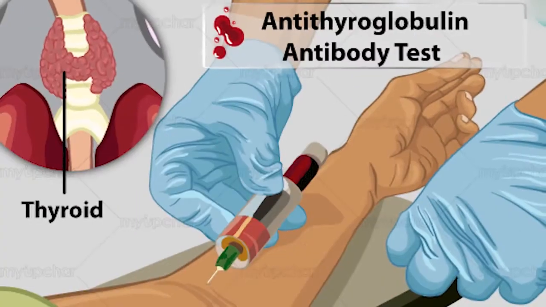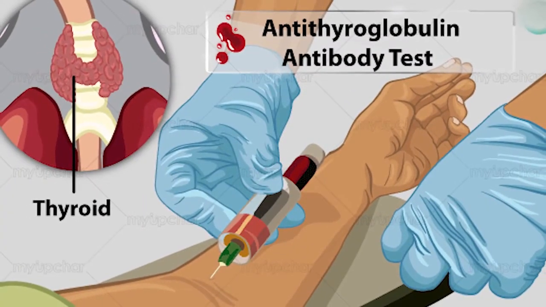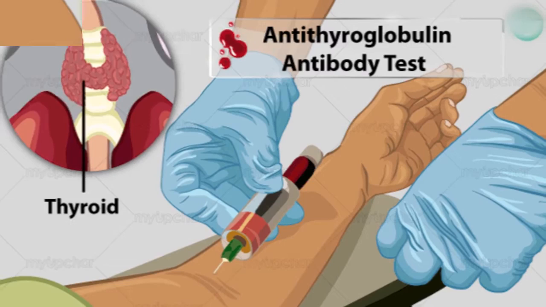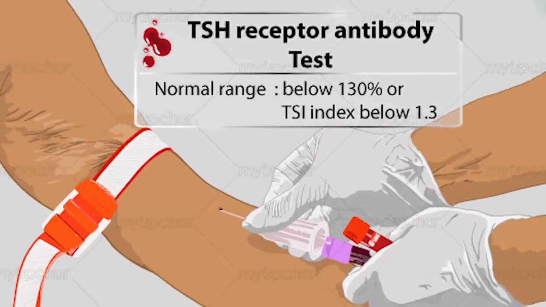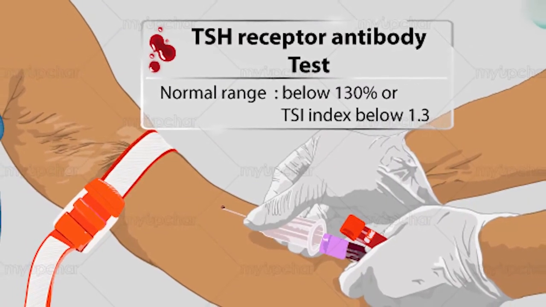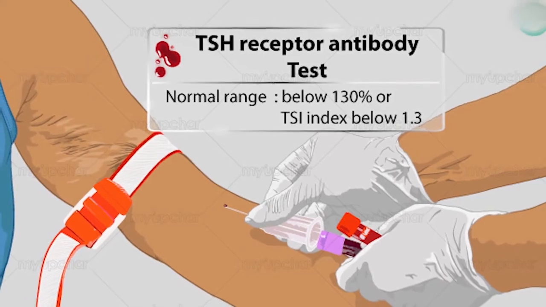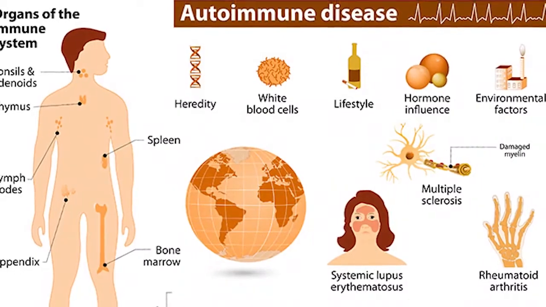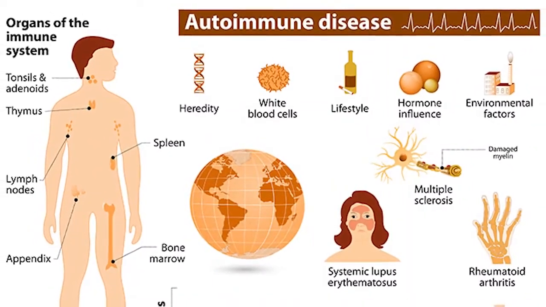The second test we do is anti-thyroglobulin antibodies, and the third is TRAB, that is, TSH receptor antibodies. These are the antibody levels we check, and if they are positive, they mainly indicate that your thyroid problem has an autoimmune origin, right?